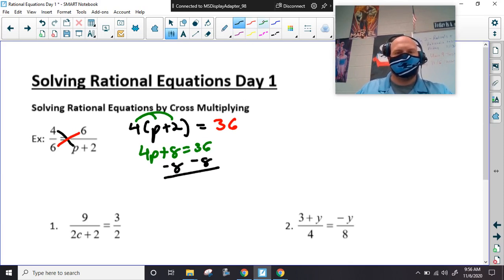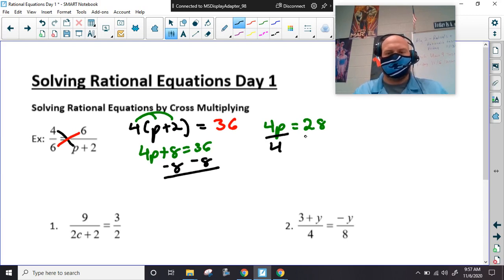Subtract. This ends up being 4p equals, let's see, 36 minus 8. What is that, 24? No. 36 minus 8, 28. Okay. And then we're going to divide. So p equals 7. All right.